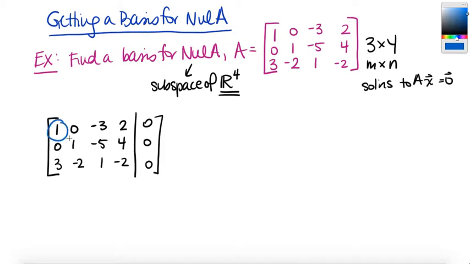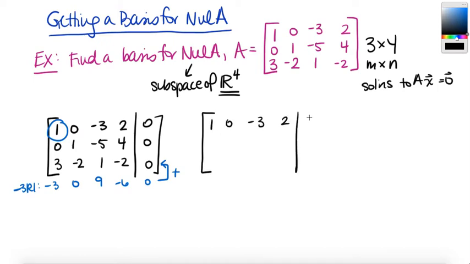We already have a 1 up here. So what I am going to do is use that 1 to clear out this 3 below. So we're going to do -3 times R1. That'd be -3, 0, -3 times -3 is 9, -3 times 2 is 6, and 0. And then we're going to add those together to get our new row 3. So the first 2 rows don't change. That multiplication was just temporary.